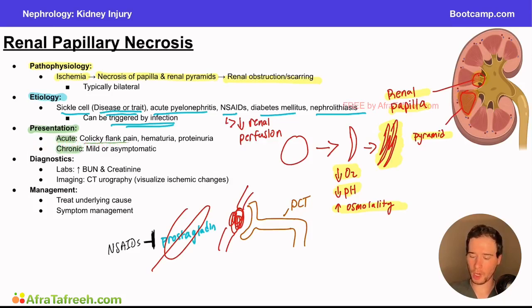So acutely, you're going to see colicky flank pain, you're going to see hematuria, and you're likely going to see proteinuria. However, if somebody's presenting with a chronic case, they've been able to develop it over time and they've been able to manage it, you're more likely to see an asymptomatic or a mild case.